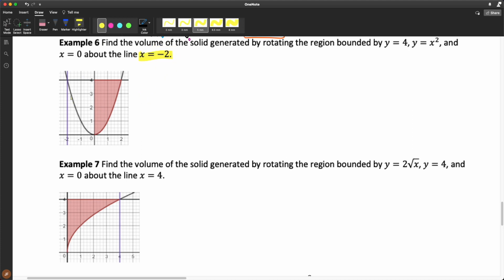is our axis of revolution. So let's make sure that we label that. x equals negative 2. Okay, so then we need to find our big R, little r, area, the volume of a slice, and the volume of our whole solid.